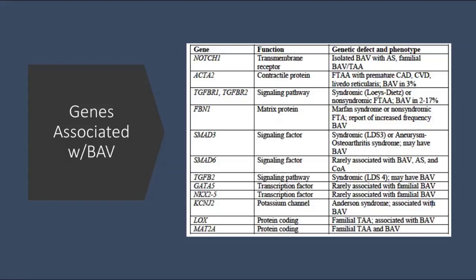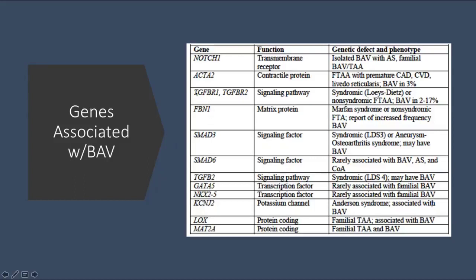Finally, further supporting this genetic hypothesis is if you look at the genes that are associated with BAV. There have not been a lot of genes reliably associated with BAV, but for the ones that we think are related, we see a higher prevalence of BAV. All of these genes are also associated with aortic aneurysm and early dissection.